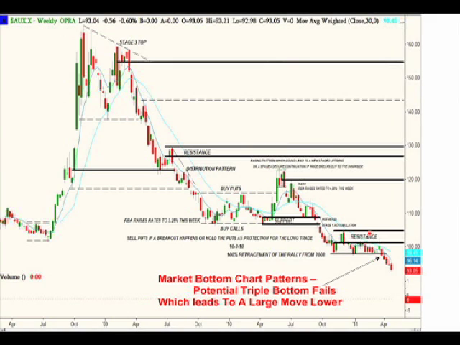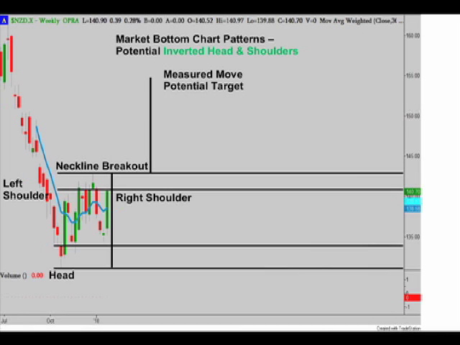It held support, it rallied a little, it came back down to test the support again. However, there's a failed triple bottom. And once we broke through those lows, those prior lows just below 100, the market made another large move lower. So these failed chart patterns sometimes lead to large moves in the opposite direction.